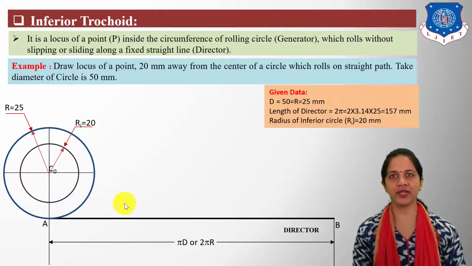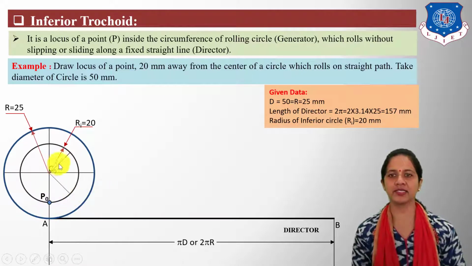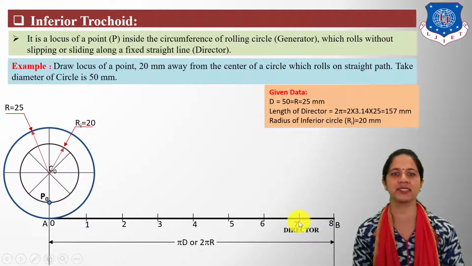Now, in inferior trochoid, the initial locus point is inside the circumference of the rolling circle. So, locate initial locus point P0 on the inferior circle. Next, divide the inferior circle into equal 8 parts at 45-degree angle. Next, divide director AB into equal 8 parts and mark the equal parts points as 0, 1, 2, 3, 4, 5, 6, 7, 8.